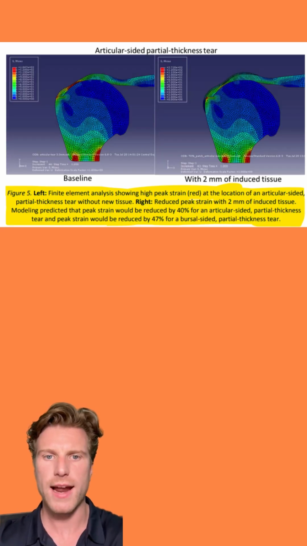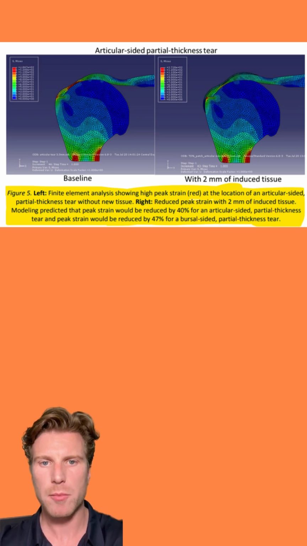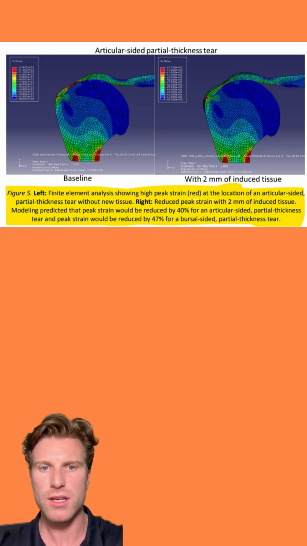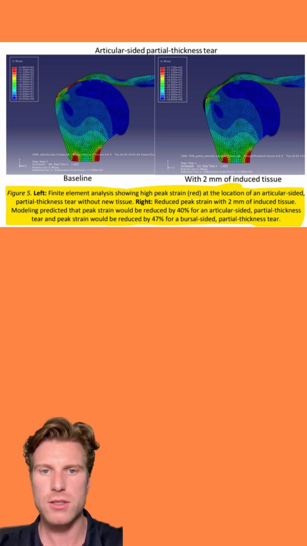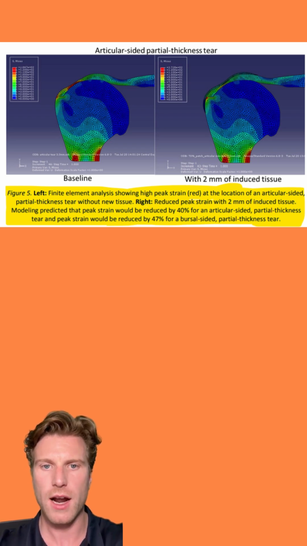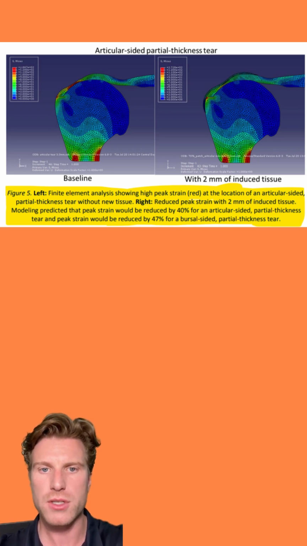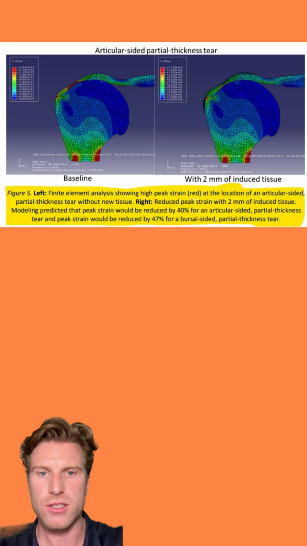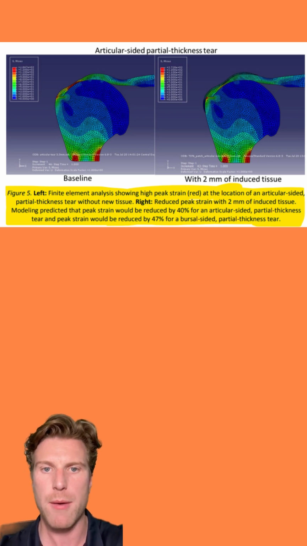The results from this analysis showed that by placing the implant on the bursal side and increasing the tendon thickness with new tendon tissue, it decreased the peak stresses and strains of the bursal side of the tendon by 47%. But what he also found out was that on the articular side, the stresses and strains decreased by 40%. So basically it was able to show that if you put the implant on the bursal side, it will decrease the stresses and strains across the entire depth of the tendon.